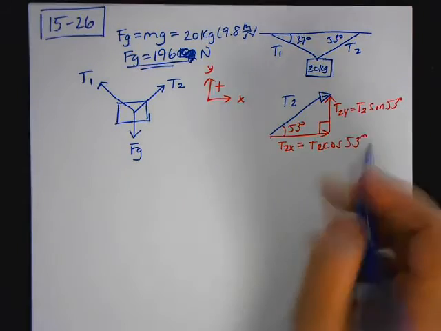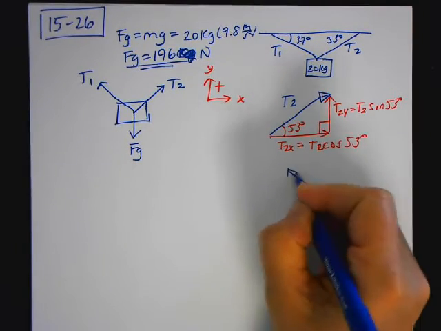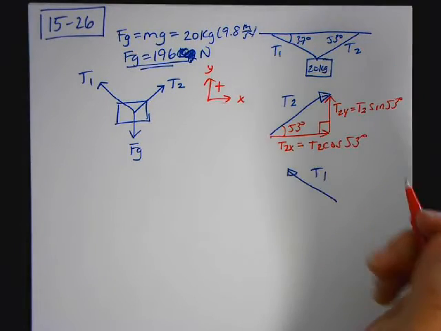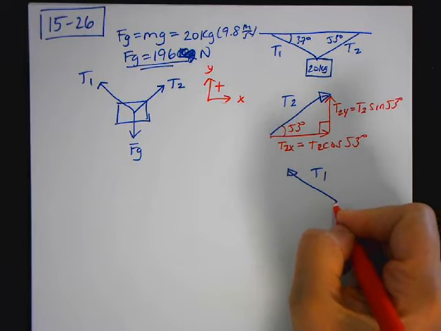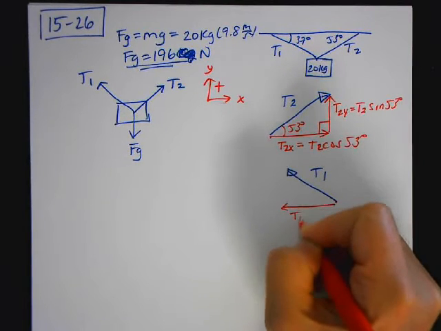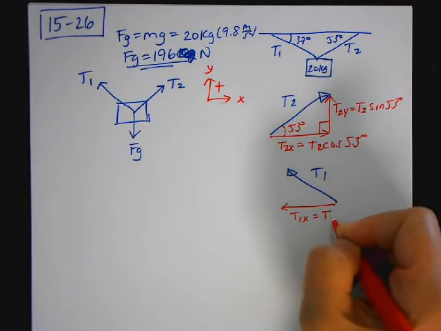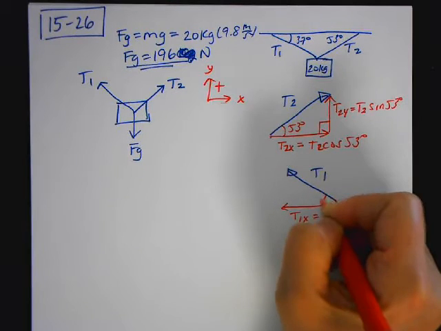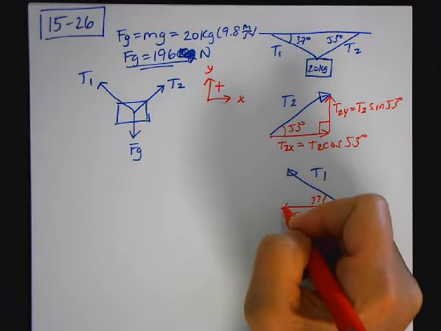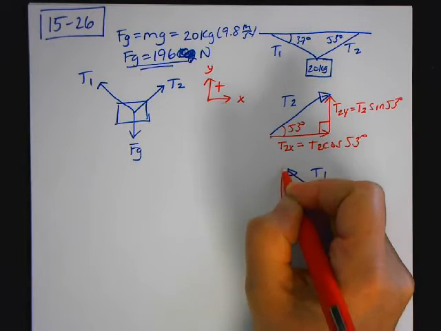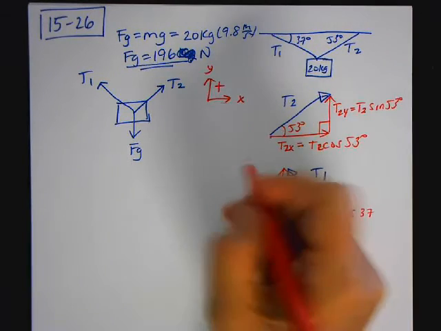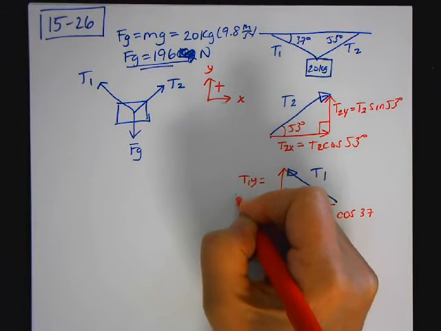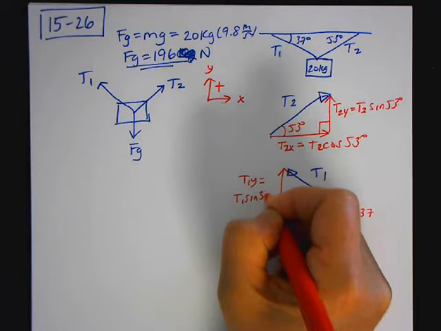For the other one, here's T1. This angle here is 37 degrees. This is where I start. So T1x is equal to T1 cosine of 37. Why is it cosine? Because it's adjacent to the given angle. From the head of this vector, I'm going to do the tail of the other. So this would be T1y, which is equal to T1 sine of 37 degrees.